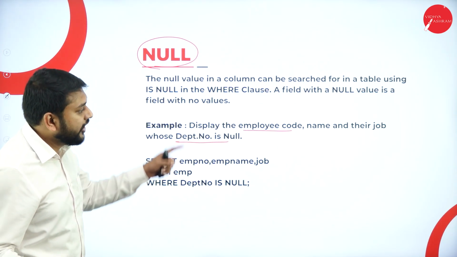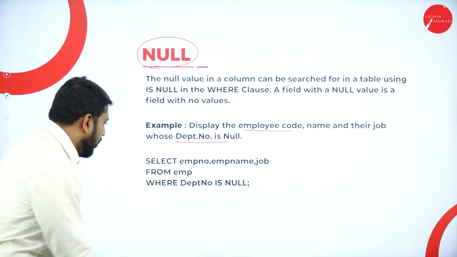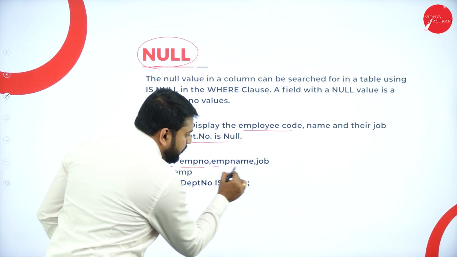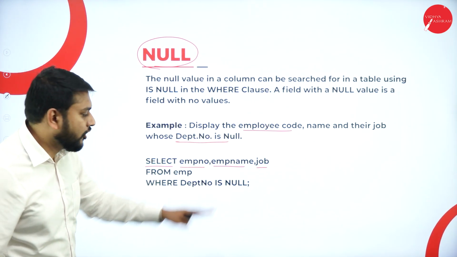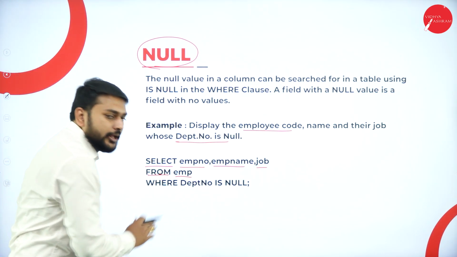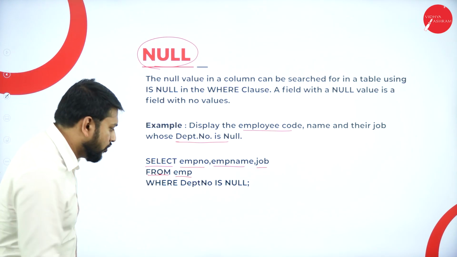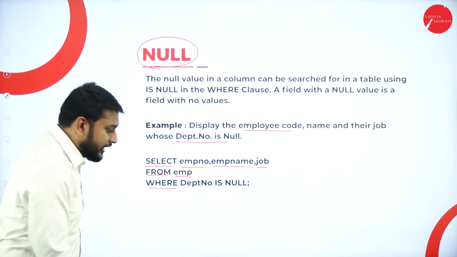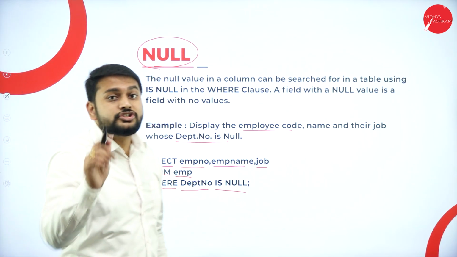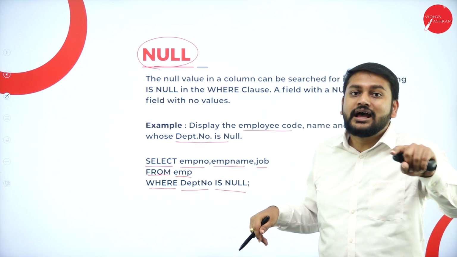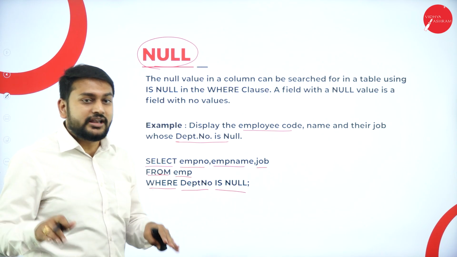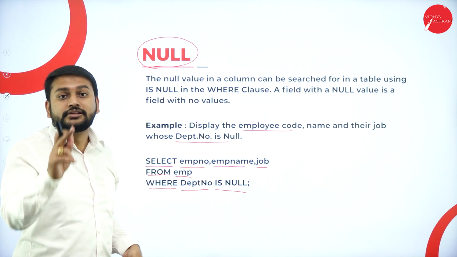How do I do it? Whenever I want to display, what will you use? Obviously, select. What do you want to display? You want to display employee number, employee name and job. That is what they have given. All right. So employee number, this is the employee code. From which table? From the employee table. Till here, it's very simple. But now observe in the where condition, I'll give department number is null. This is what you need to observe. Whose data is not there, that is what I will represent as is null. So absence of data will be represented with this keyword. This is what you need to remember.